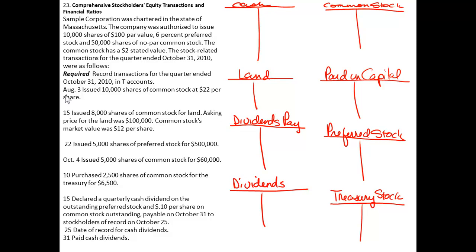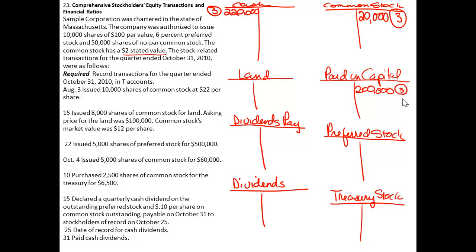On August 3rd, we're going to issue 10,000 shares of common stock for $22 a share. So 10,000 shares times $22 is $220,000. So I'm going to be debiting cash on August 3rd for $220,000. The common stock is only going to be credited for $20,000 on the 3rd. And the reason is common stock may be no par, but it has a $2 stated value by the board of directors. So common stock will be recorded at its stated value. So 10,000 shares times $2 a share is $20,000. Paid-in capital will be plugged for the remainder, which is $200,000. So that's the 3rd.